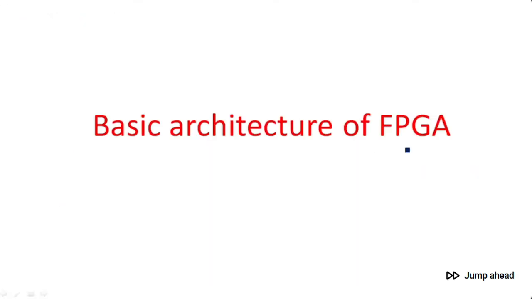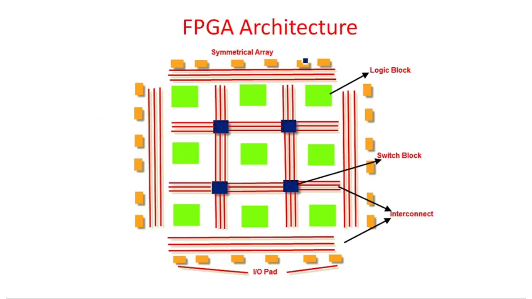Next, the basic architecture of FPGA. If you see the basic architecture, the FPGA consists of logic blocks and switch blocks. These are switch blocks, and these are interconnects. Switch blocks are connected through the interconnects, and there are I/O pads. The I/O pads are symmetrical in nature. If only one side had them, you would need to connect everything there. Since all sides have I/O points, from here you can connect inputs, from here outputs, so it is symmetrical. This is the basic architecture of FPGA.